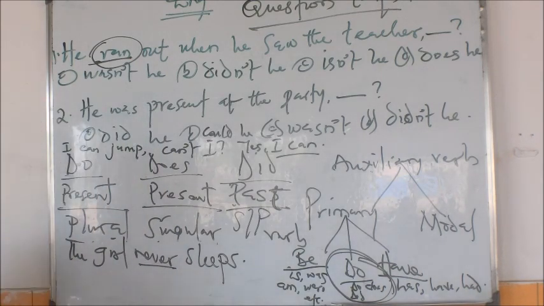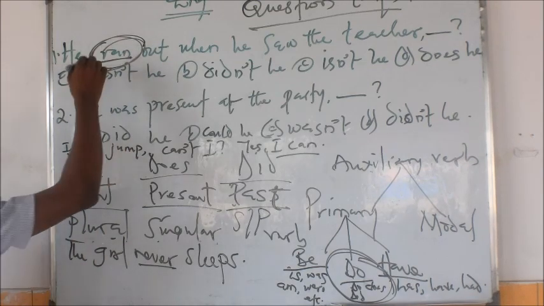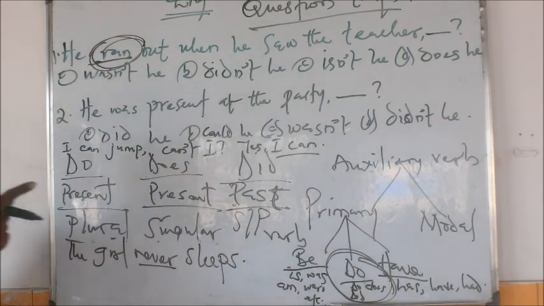Now let's come back. Now we have learned what a positive statement is, and we have learned what a negative statement is, and we have also learned that anytime we have a lexical verb and you want to write it in question tag, what do you introduce?